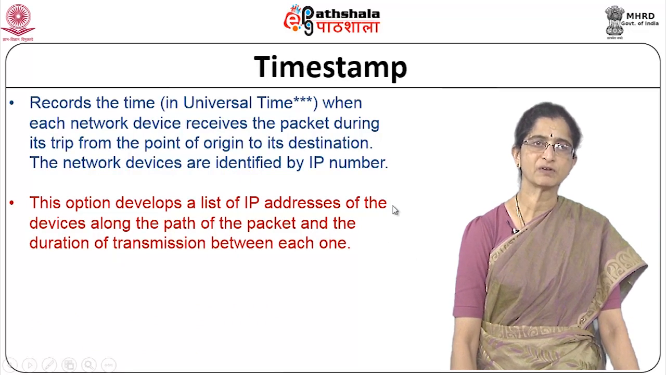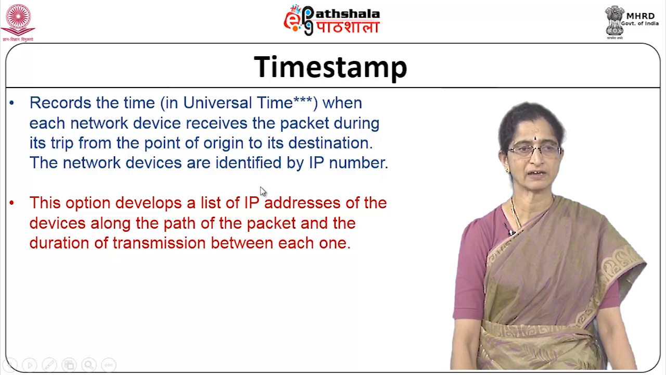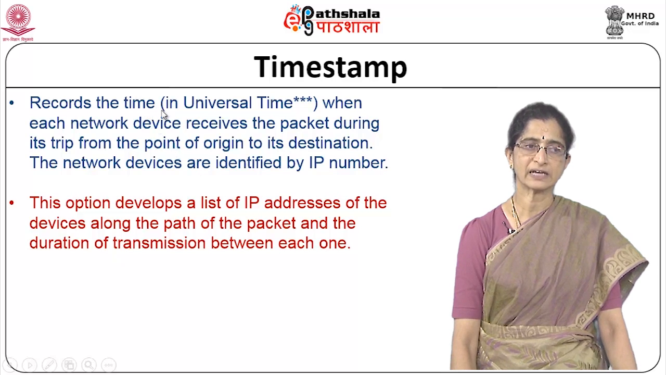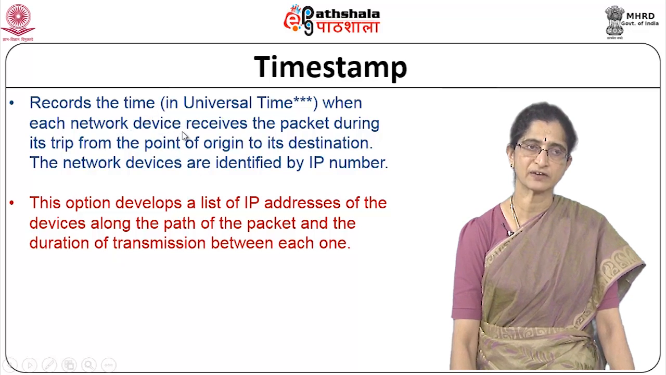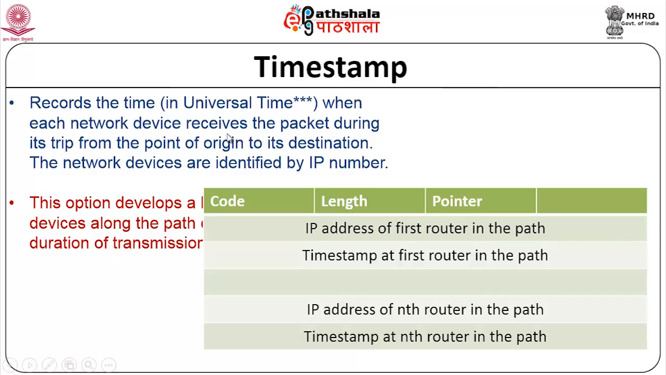The last option that we will look at is the timestamp option. In the timestamp option, the time at which each network device, that is each router, receives a packet is recorded. So, you can see what we have over here. Just as we saw in the case of the record route option, you have the IP address of the router, and along with that you also have the timestamp information.